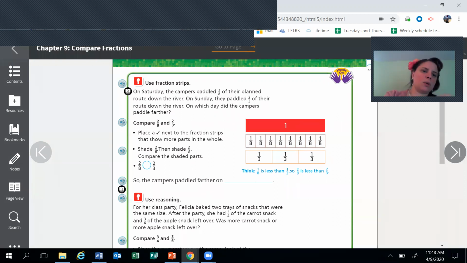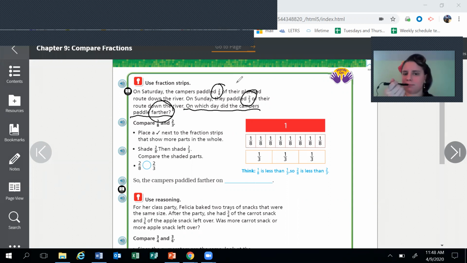Okay, so we're going to go ahead and underline what it's asking us to find. And further, does that mean more or less? It means more. So we're going to look for the greater fraction. So what are our two fractions? 2/8 and 2/3. They have the same numerator and the denominators are different.